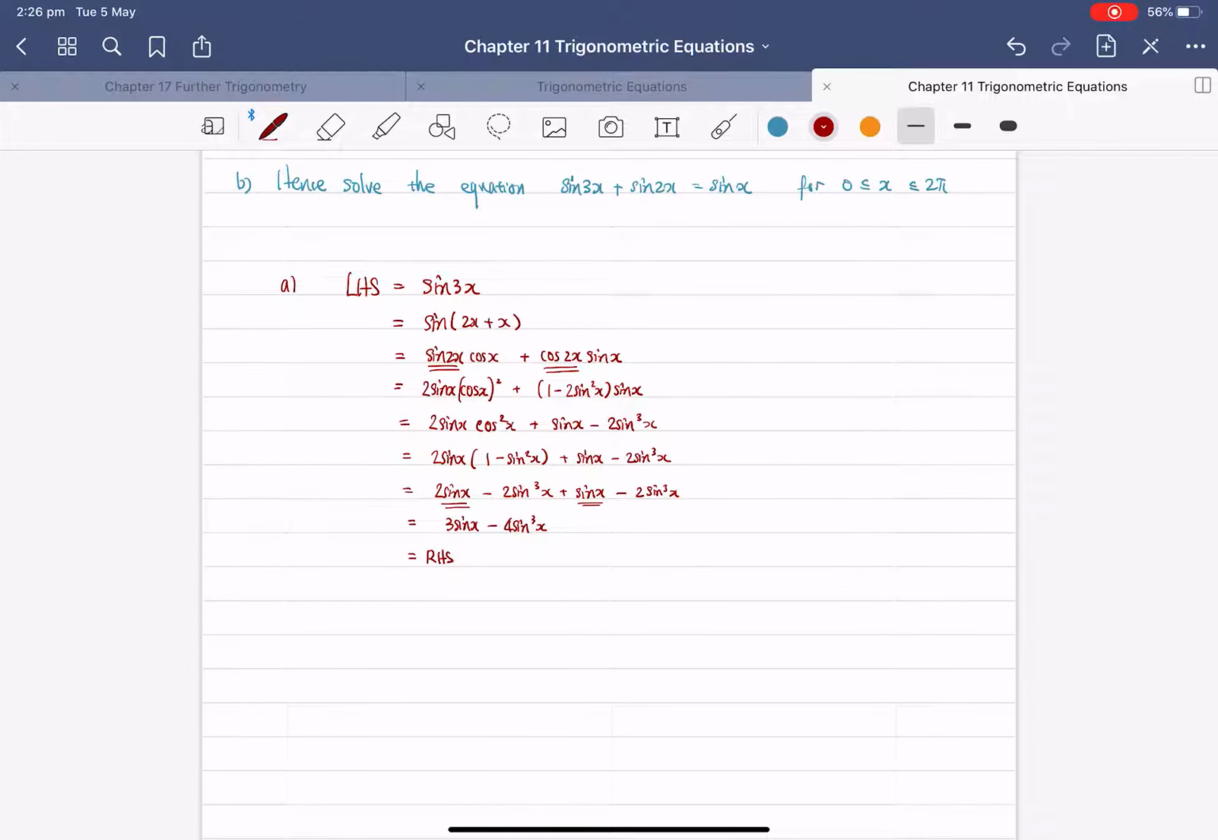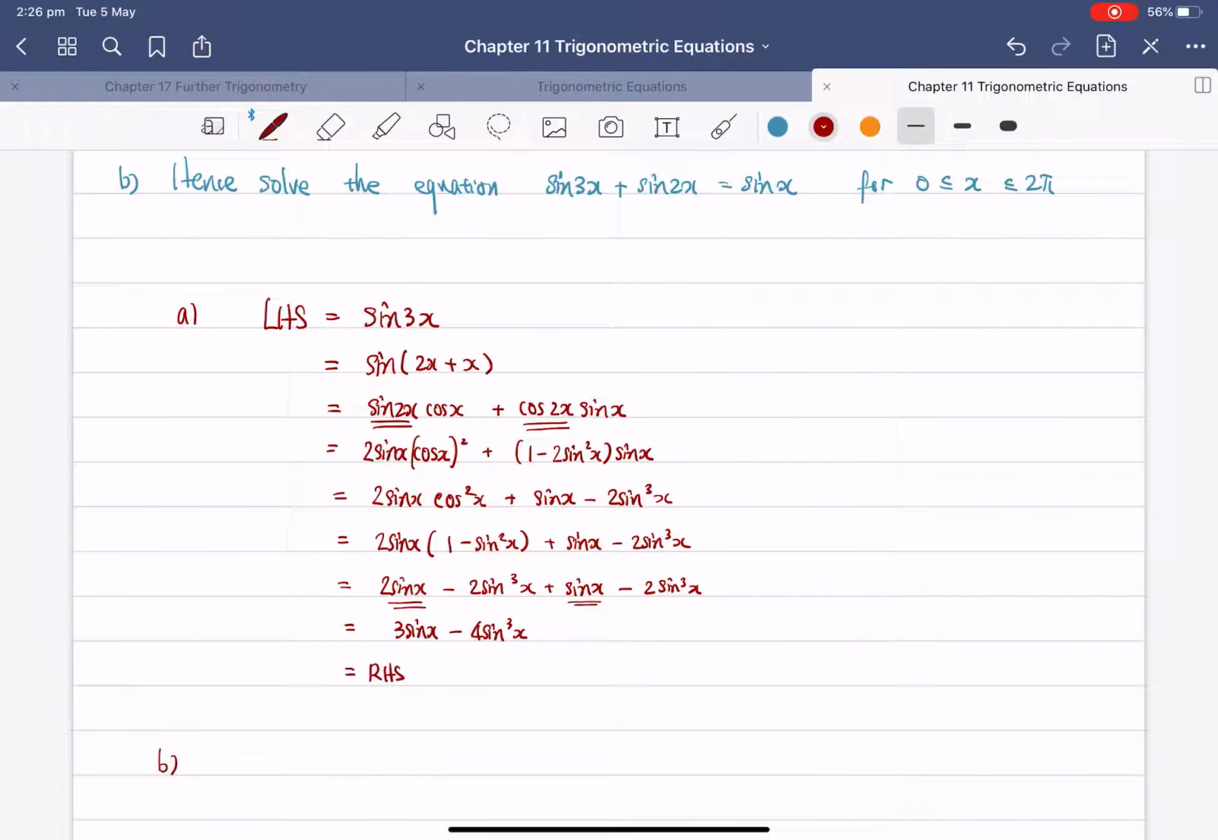Now we need to solve the second part of the question. So how do we solve the second question? They use the word hence. That means you have to solve the question using the previous answer.